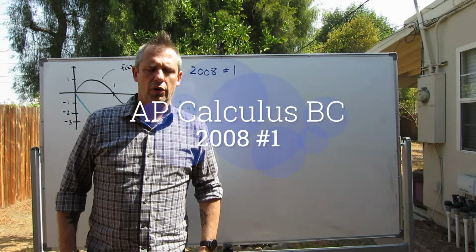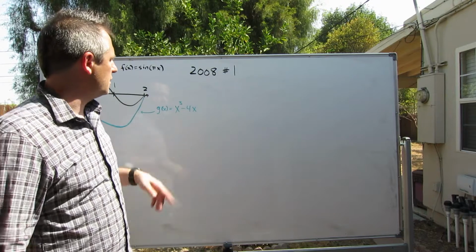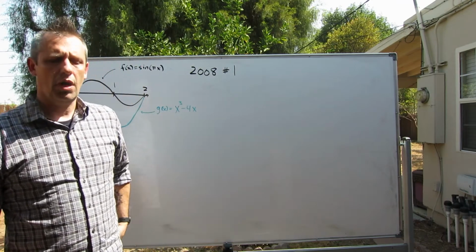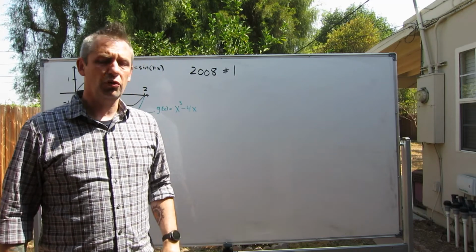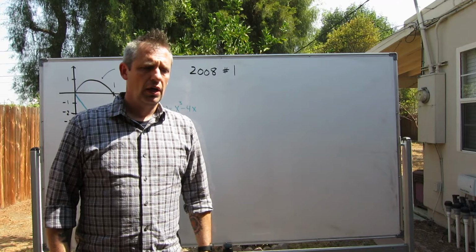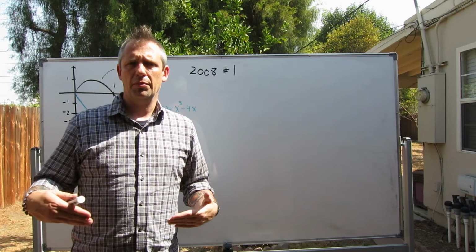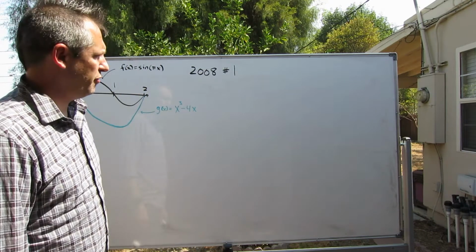Okay, here we are with another Mr. Weis solves an old AP problem. This time we're doing 2008, number 1, pretty old problem. The first few problems on the AP exam are calculator problems, so this is going to be one of those. I'll do my best to show you some of the calculator buttons that I hit when I actually go to solve this problem. So what's the setup for the problem?